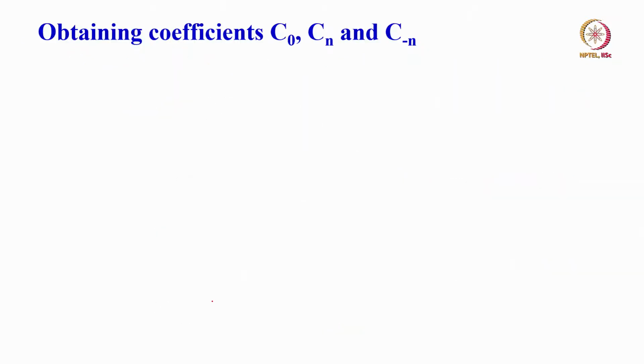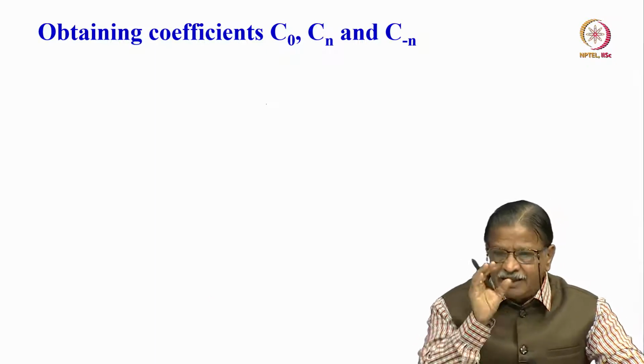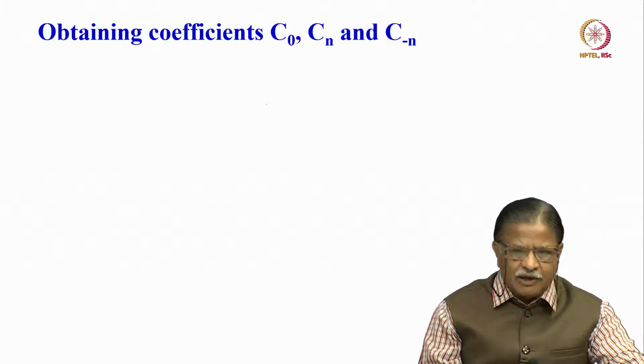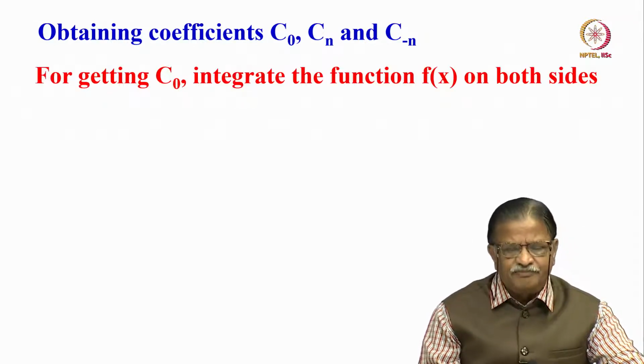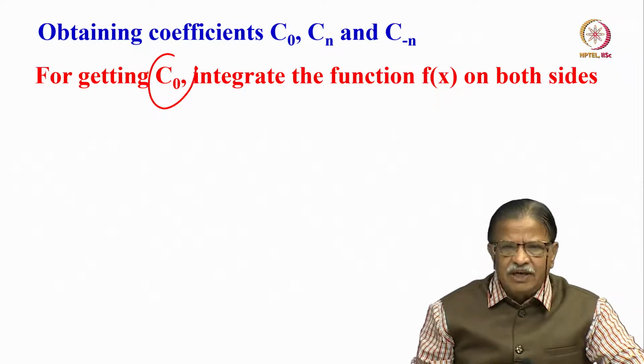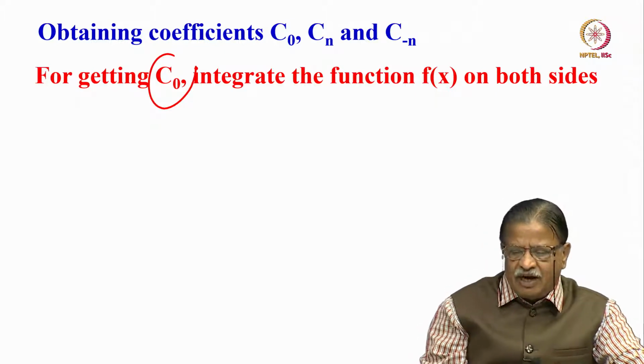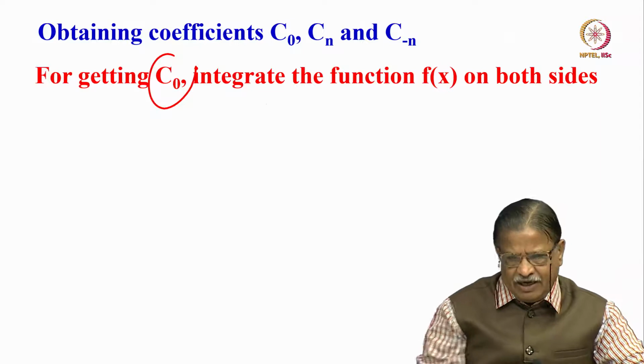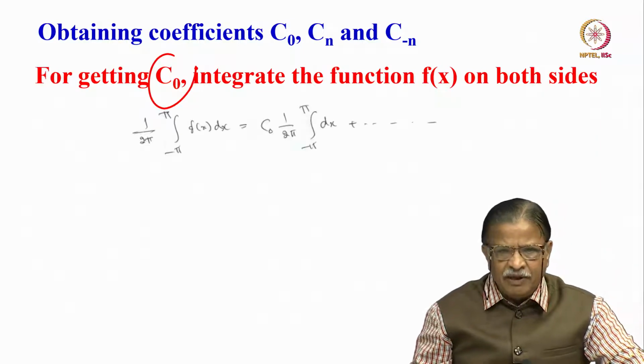That means we have to work out C0, Cn, and C minus n also. All these three coefficients we need to work out. How do we go ahead and do it? For getting C0, all we have to do is integrate this function f(x) on both sides. We have written f(x) now in its complex form.